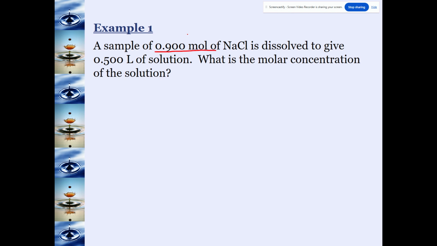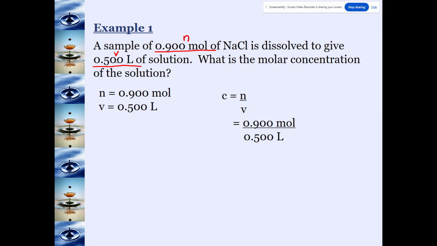So I am given 0.900 mole. That is my N. And I am given 0.500 liters, that is my V. So this is very straightforward. My N is 0.9, my V is 0.5. They're in the units they need to be in. So I just write my formula, C equals N over V, put my values in the formula, my N divided by my V, and get an answer. Now when you get your answer, you get 1.8.